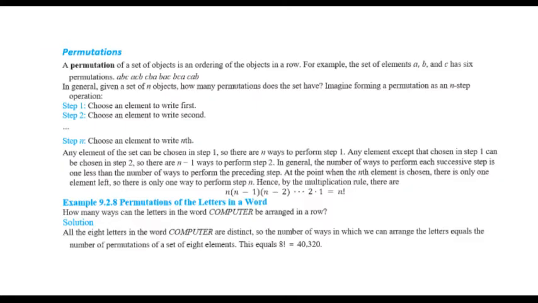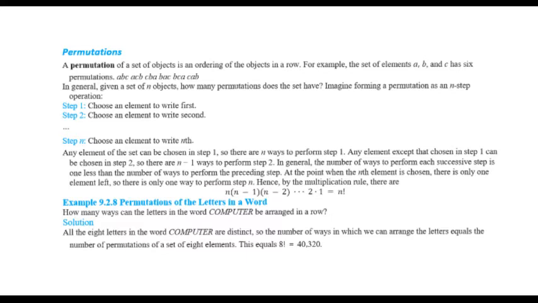The next topic is about permutations. A permutation is defined as follows. A permutation of a set of objects is an ordering of those objects in a row. For example, if you have a set of elements A, B, and C, we have 6 different permutations: ABC, ACB, CBA, BAC, BCA, and CAB. So we have 6 different ways of ordering the elements A, B, and C in a row.